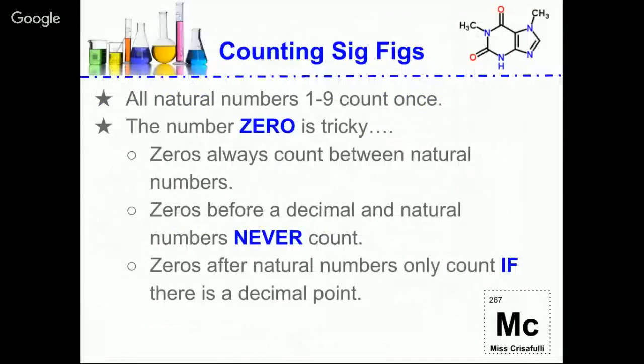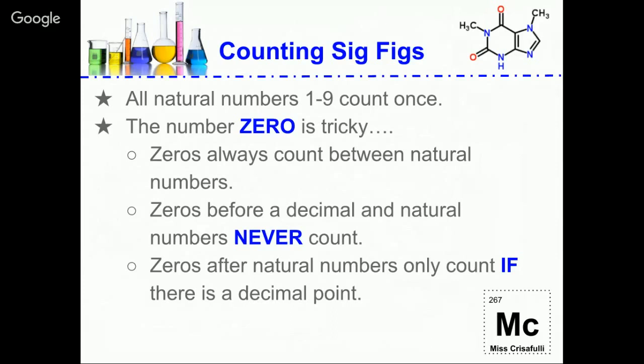So how do we count sig figs? There's a couple of ways to remember how to count sig figs, what numbers are significant, and so forth. First, all natural numbers 1 through 9 count once. They are one significant figure.